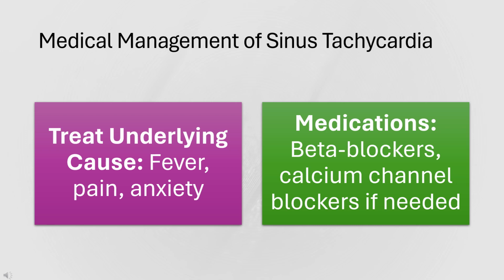Hyperthyroidism can cause sinus tachycardia, so evaluate thyroid function tests to rule out hyperthyroidism as a cause. If hyperthyroidism is diagnosed, appropriate treatment, such as antithyroid medications, radioactive iodine, or thyroidectomy, should be initiated.